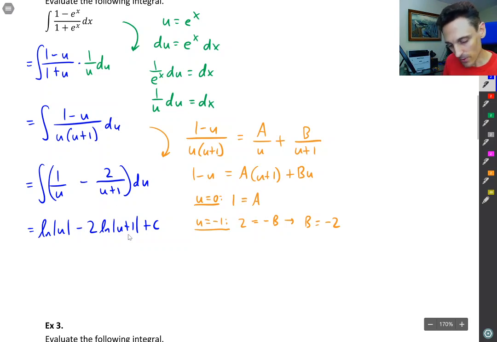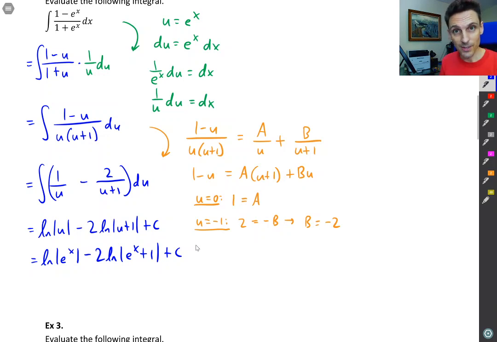Okay, but now we have to go all the way back to x. So replace the u's with e to the x, and we'll have ln absolute value of e to the x minus 2 ln absolute value of e to the x plus 1 plus c.